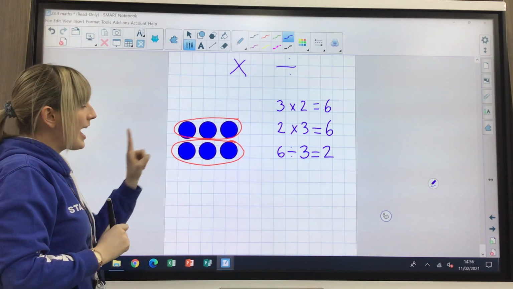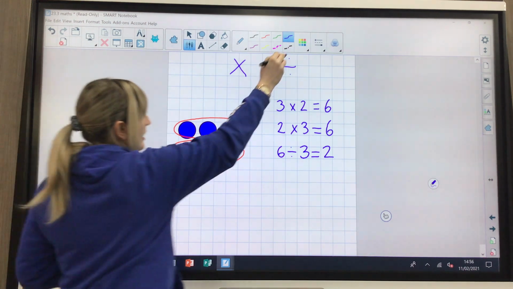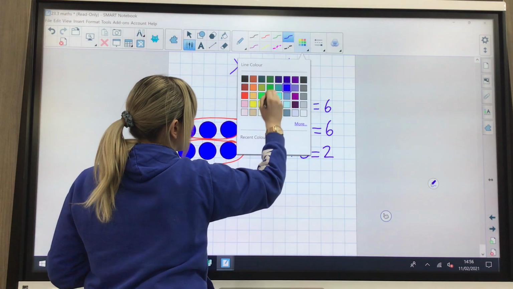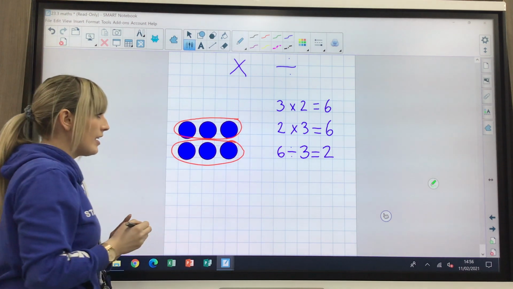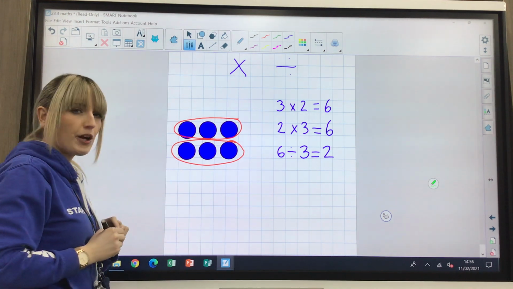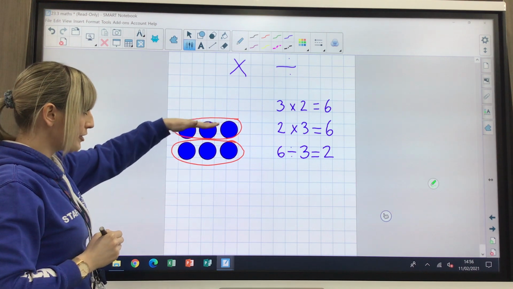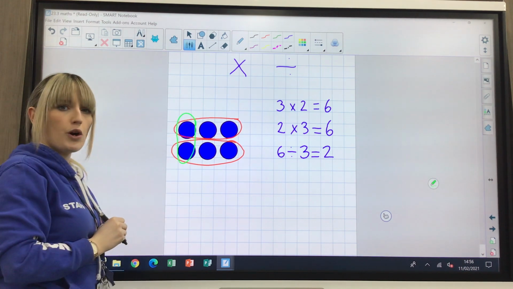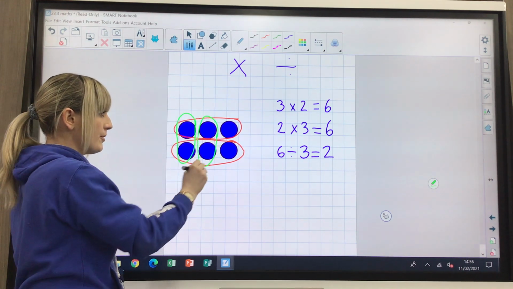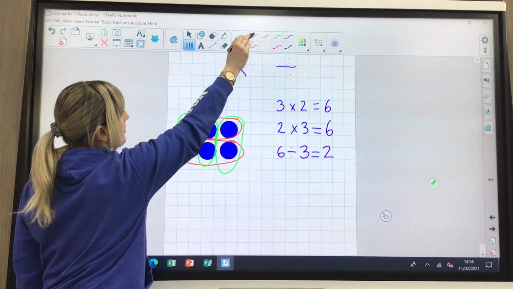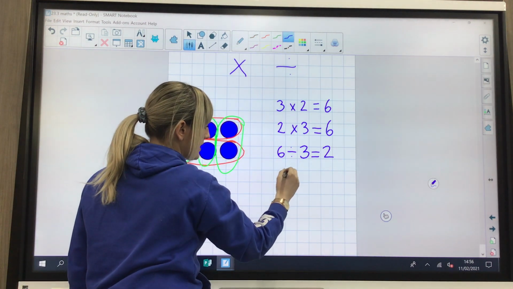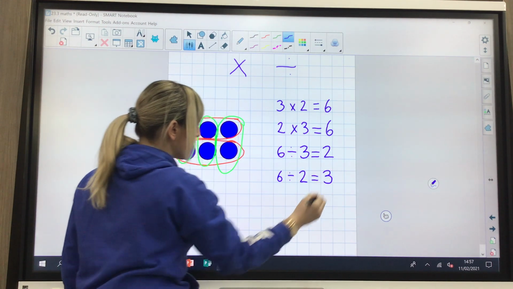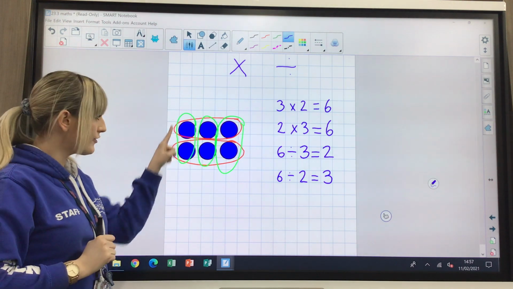Now, I'm going to use a different colour for this. So let's see which colour I can choose. Oh, I'm going to go for a bright green. So I've still got 6. I'm going to group it a different way. So I've made groups of 3. I'm now going to make groups of 2. 1 group of 2, 2 groups of 2, 3 groups of 2. So my next number sentence would be 6 grouped by 2 equals 3, because I've got 3 groups of 2.